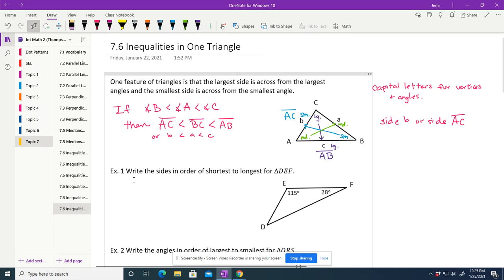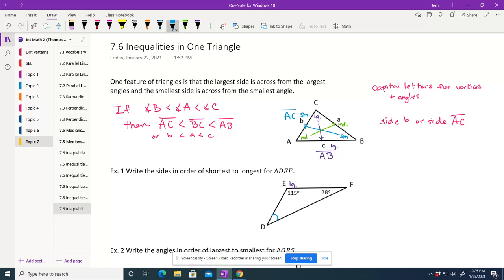Example 1, write the sides in order of shortest to longest for triangle DEF. Well, I have two angle measurements. I have angle E is 115 degrees and angle F is 28 degrees. In order to know which one is the smallest, I need to find angle D. I can tell you right off the bat that E is going to be the largest, right? 115, there's not going to be anything bigger than that. But I need to find the other angle.